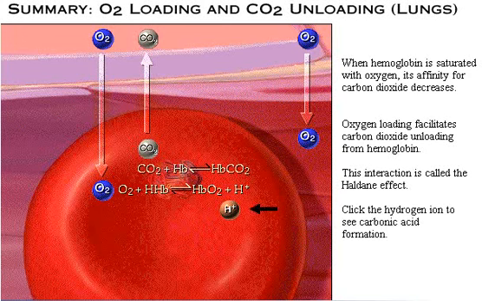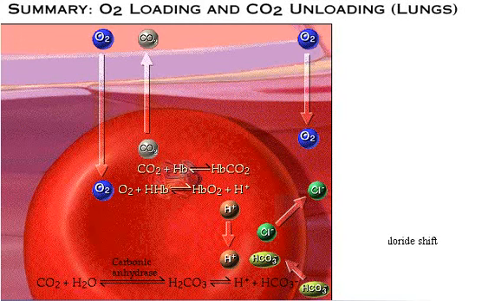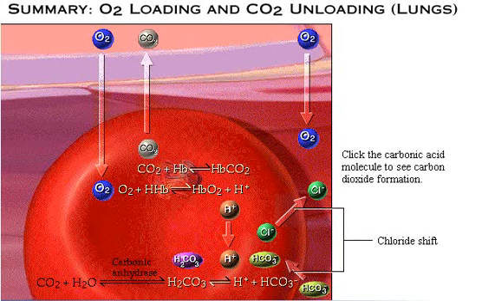Now click the hydrogen ion to see carbonic acid formation. The hydrogen ion released from the hemoglobin combines with a bicarbonate ion, which diffuses into the red blood cell from the plasma in exchange for a chloride ion. Recall that this exchange is the chloride shift. The reaction between hydrogen and bicarbonate ions forms carbonic acid. Click the carbonic acid molecule to see carbon dioxide formation.